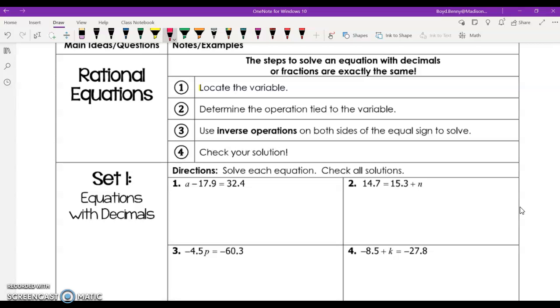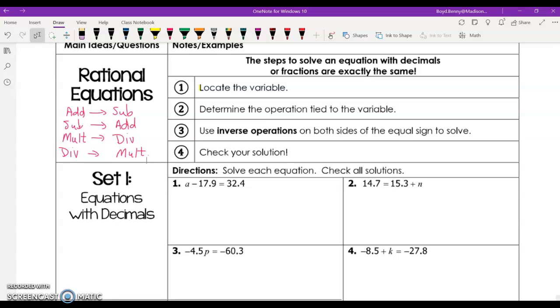So a quick reminder, if addition is tied to the variable, then we're going to use subtraction. If subtraction is tied to the variable, the inverse would be addition, so we're going to use addition. If multiplication is tied to the variable, we're going to use division. And if division is tied to the variable, we're going to use multiplication to solve. Okay? These are inverse operations.